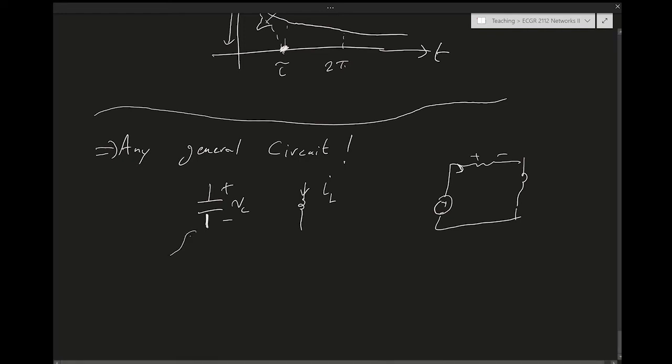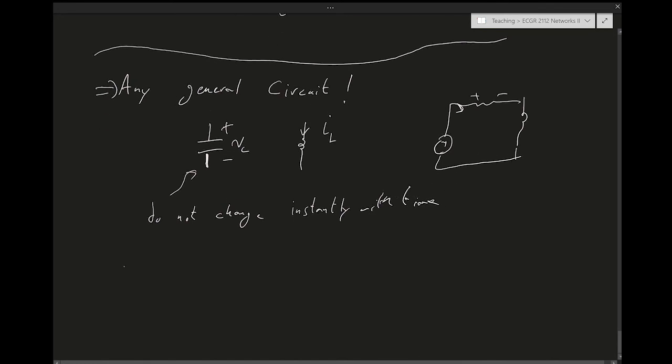Because those are values that do not change. They are guaranteed not to change instantly with time. Why? Because IC equals C dVc by dt. If Vc ever changes instantly with time, we'll have an infinite rate of change, and the current will be infinite. For an inductor, we have VL equals L dIL by dt. If the current of the inductor changes instantly in time, we'll have an infinite voltage. So that doesn't happen typically.